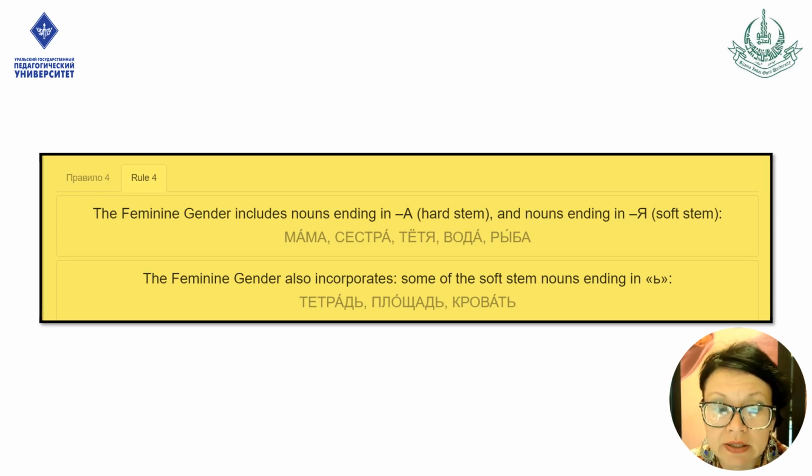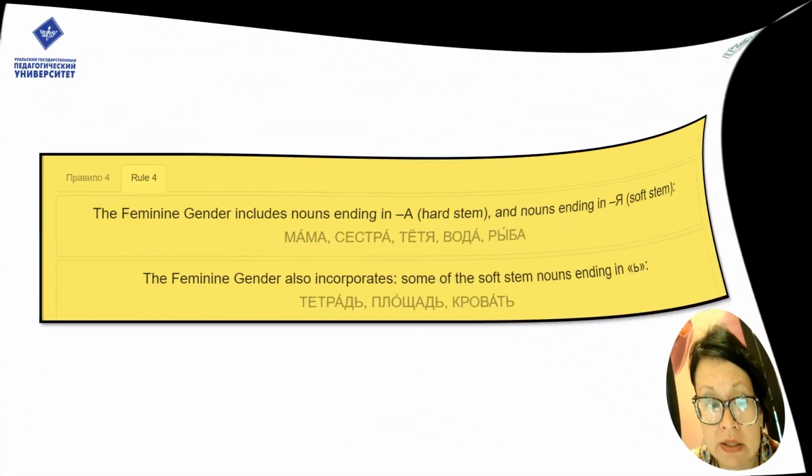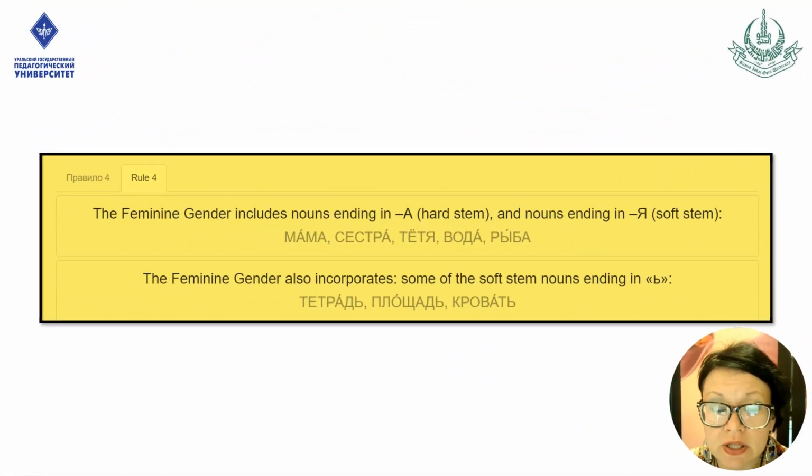Right, the feminine gender includes nouns ending in а, hard stem nouns, and nouns ending in я, soft stem nouns. For example, мама, сестра, тётя, вода, рыба. Remember, студентка. So it's like the case when we have an а ending, and we always can understand that this is a feminine gender word in Russian.